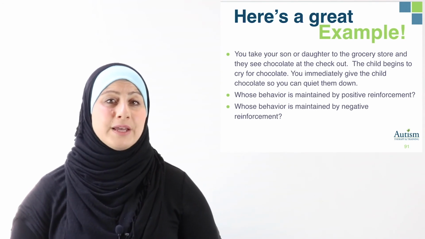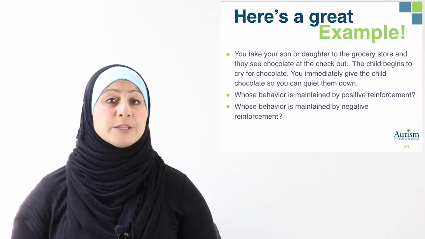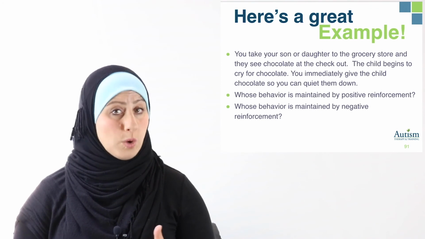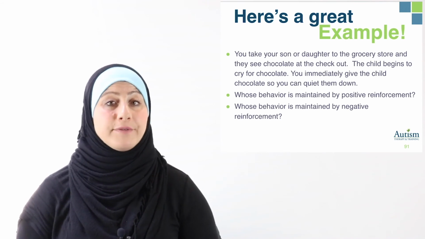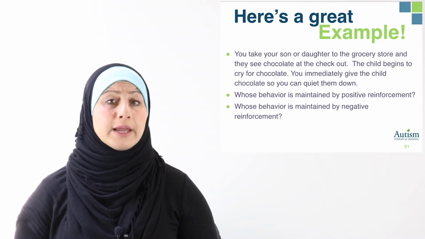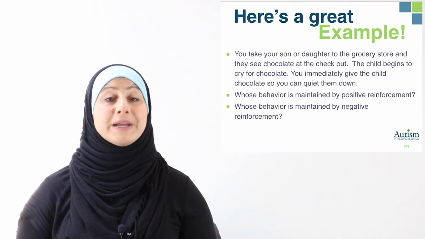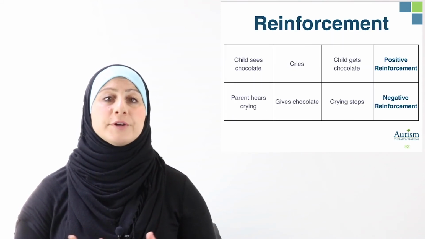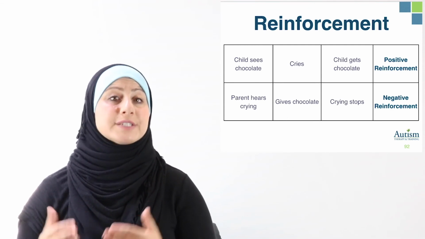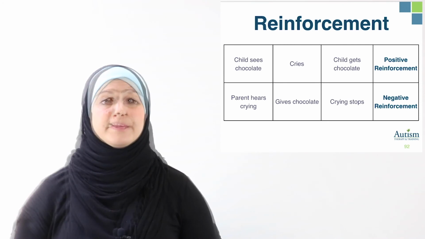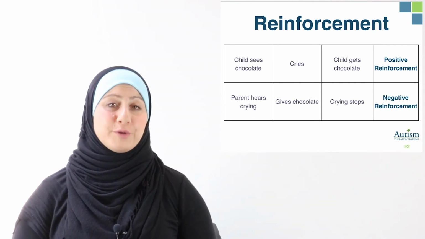Let's break this down. The child sees chocolate, the child cries, then the child gets chocolate. This behavior is maintained by positive reinforcement. Why? Because the pleasant stimulus, chocolate, is delivered contingent on the behavior. However, the parent hears the child crying, the parent gives the chocolate, the child stops crying. This behavior is maintained by negative reinforcement. The cry is aversive to the parent, and therefore by giving the child what they want, they remove the aversive stimulus for themselves. So in this example, you can see the use of both positive and negative reinforcement.